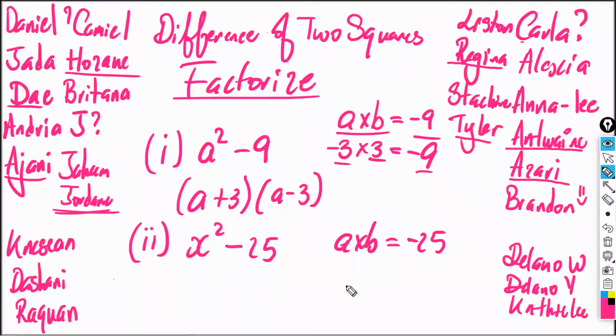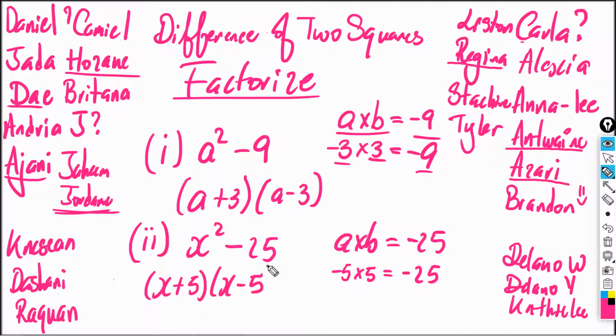Kind of easy, not too hard, not too bad. It's very simple. Sir, go ahead. Negative 5 times positive 5. Yes, that's exactly it, Hossein. Awesome. And it's just going to be negative 25. So that's just x plus 5 times x minus 5.